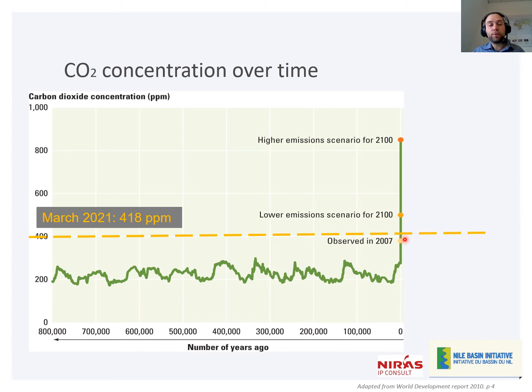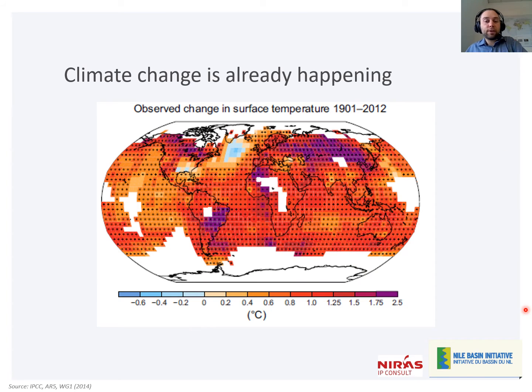And if we look into the future and we continue emitting like it is, it might even rise to more than 800 parts per million by the end of the century. And the effects can already be perceived today. When we compare temperatures from 100 years ago and right now, you can see that certain parts have really strongly increased temperatures. And parts of Africa of the Nile Basin Initiative area are actually heating up a lot.